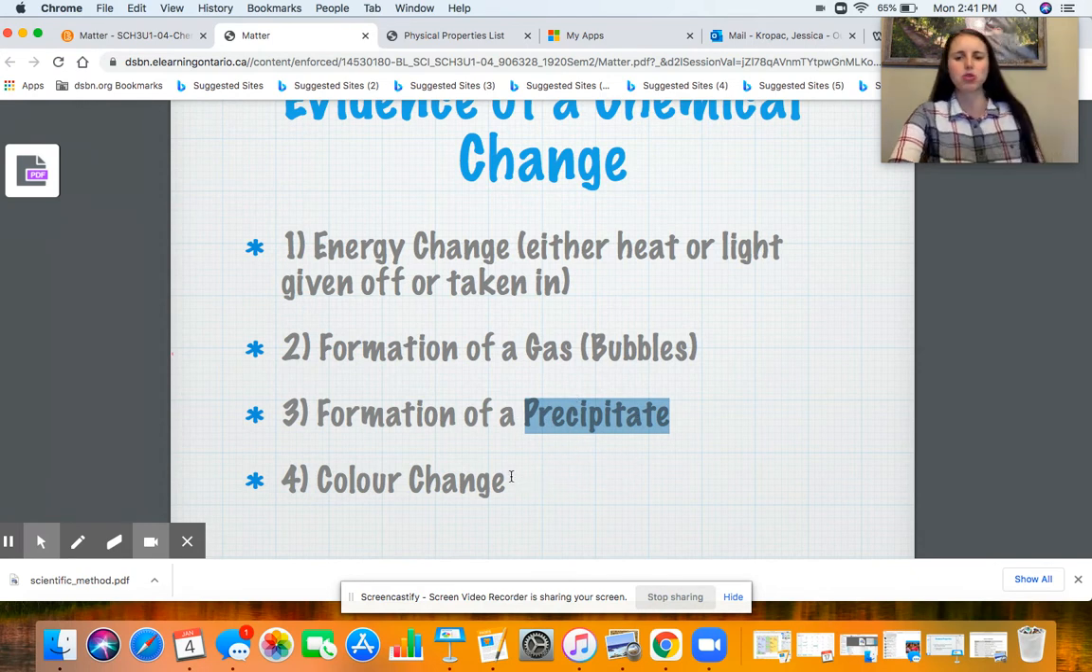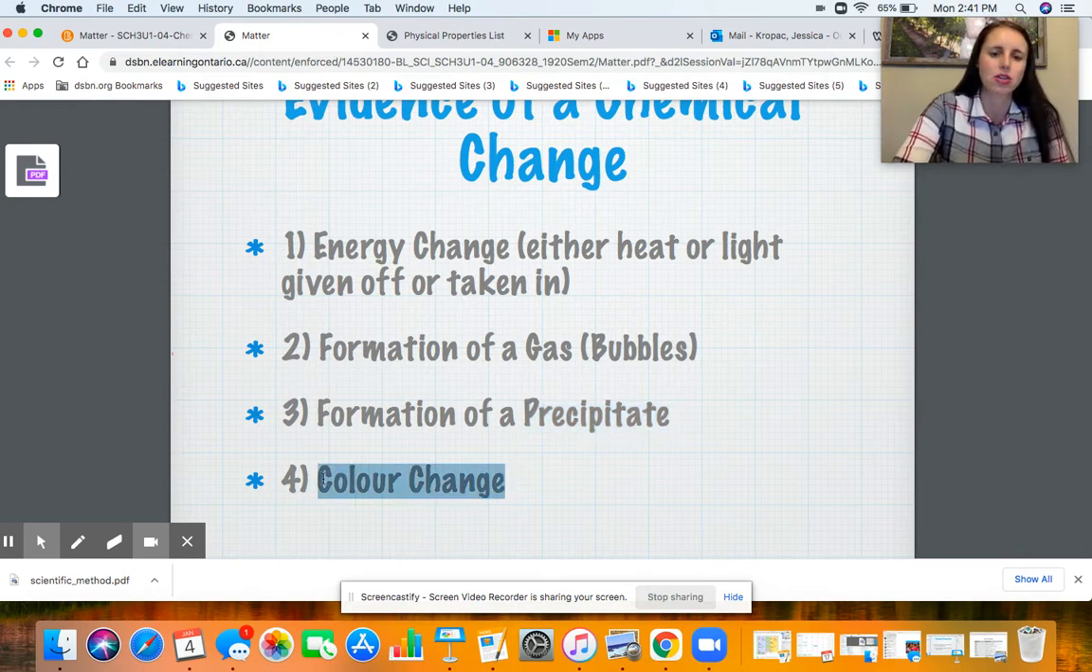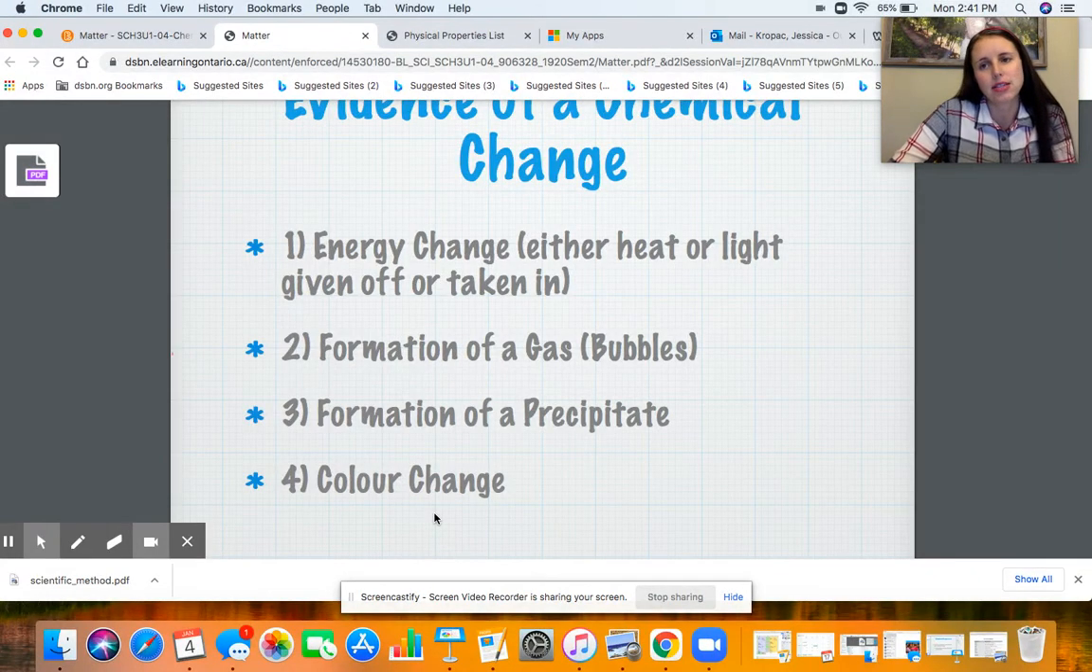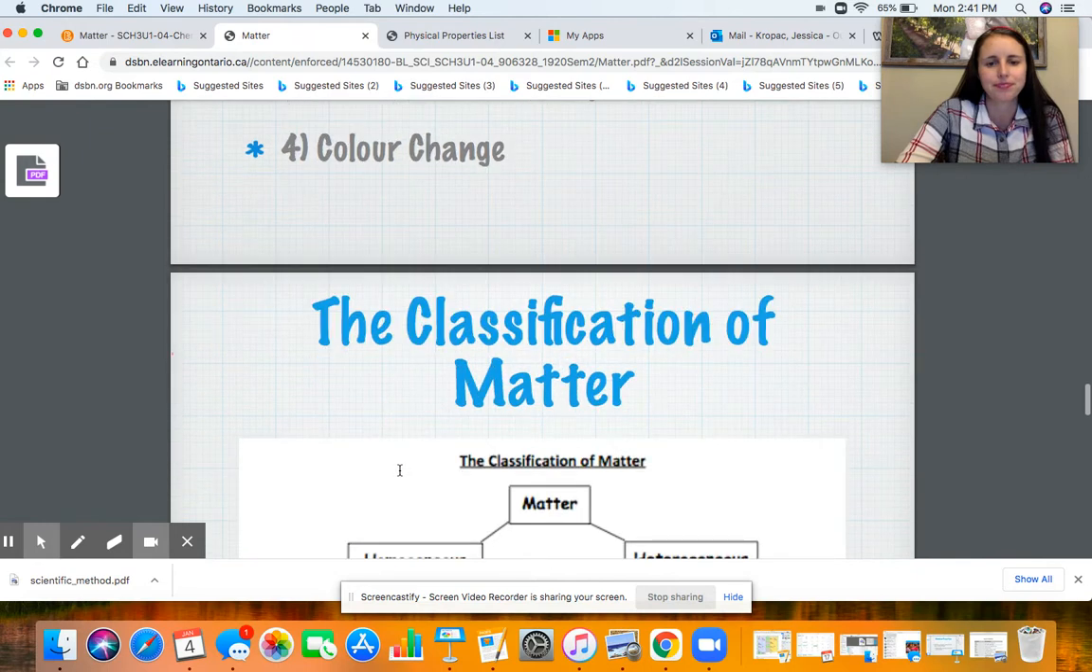And then the last but the most obvious thing you're looking for is a color change. If you see an unexpected change in color, that's an example of a chemical change. Now, notice I said unexpected change in color. If you paint something green, that's not an unexpected color change. If you put green food dye in something, that's not an unexpected color change. But if you have 2 clear things that mix together and form a red thing, that's an unexpected color change. So you want to see a color change that you wouldn't expect to see.